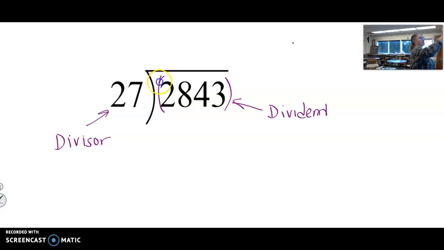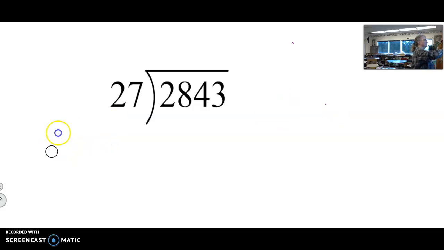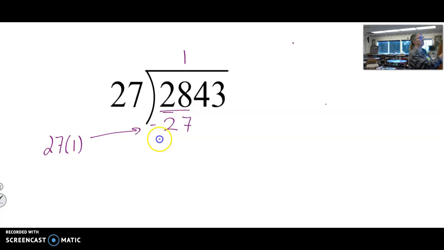The process. Okay, so what you do when you're dividing with long division is we're first going to look at our divisor, and we look at, okay, 27 doesn't go into 2, but it does go into 28. So we're going to multiply 27 times 1, and we put a 1 up here, and then we take 27 times 1 and we write that right here. And then what do you do with that? You subtract. So 8 minus 7 is 1, 2 minus 2 is 0. And bring down the 4.